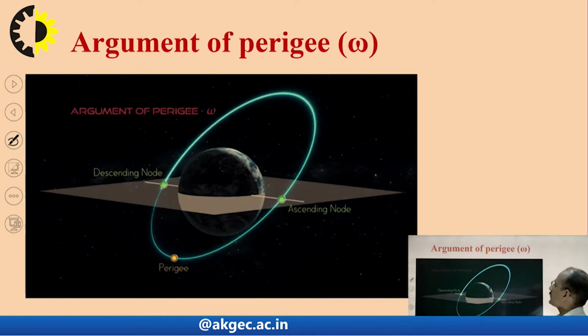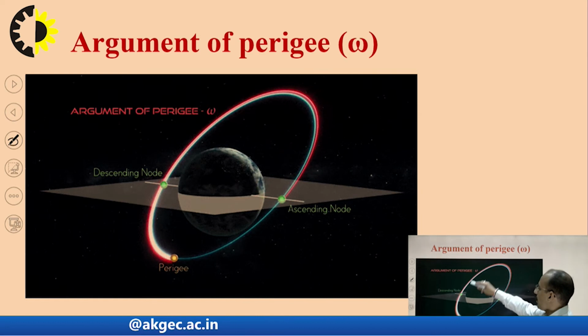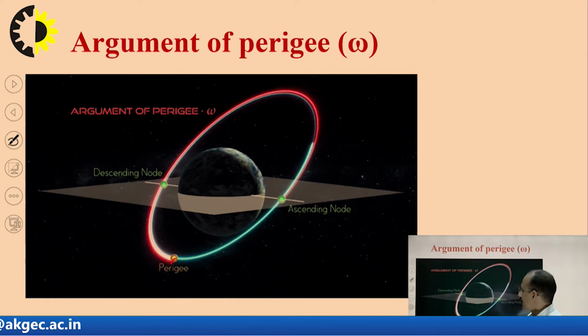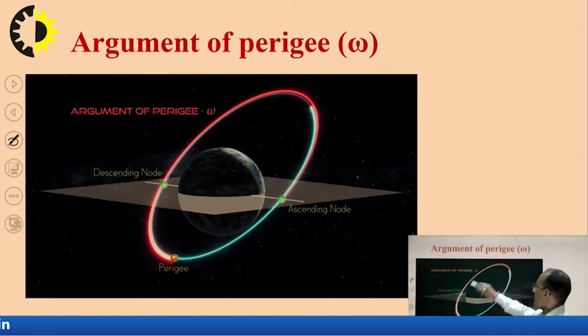Similarly, argument of perigee. Argument of perigee is omega. You can see here it is starting from here and it is ending on the perigee point. So this is the argument of the perigee.